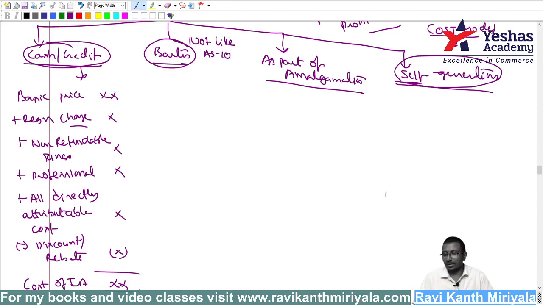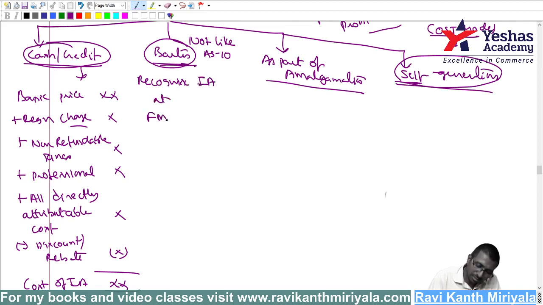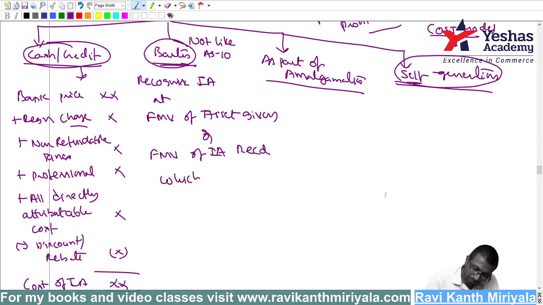Okay, in case of accounting standard 10, there is no word of commercial substance. It is a straight answer. Recognize the intangible asset at fair market value of asset given or fair market value of asset taken, that is, fair market value of intangible asset received, whichever is clearly evident.